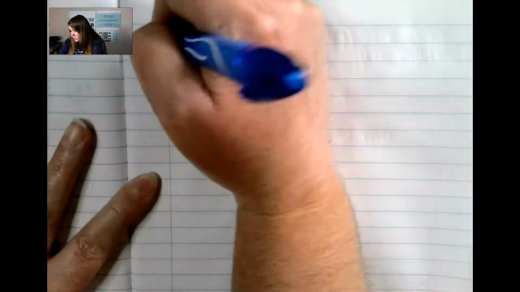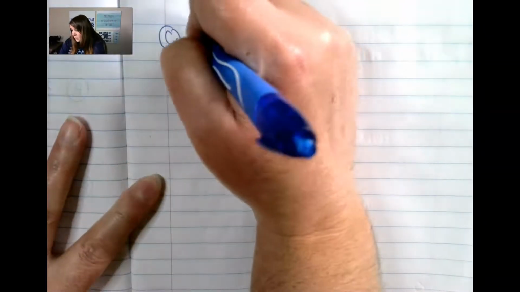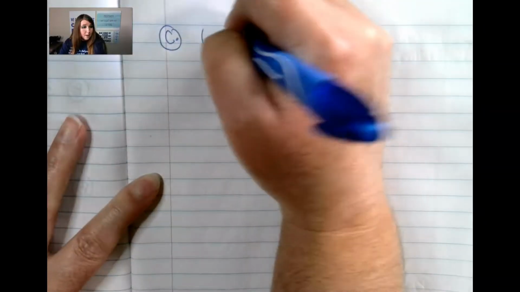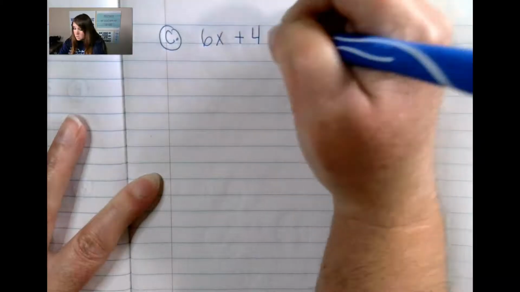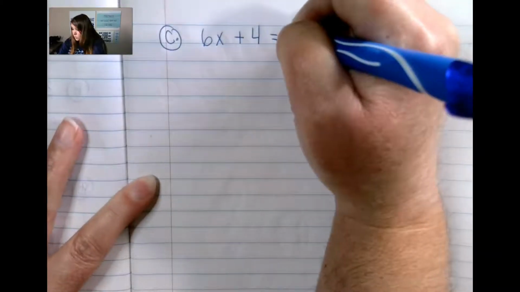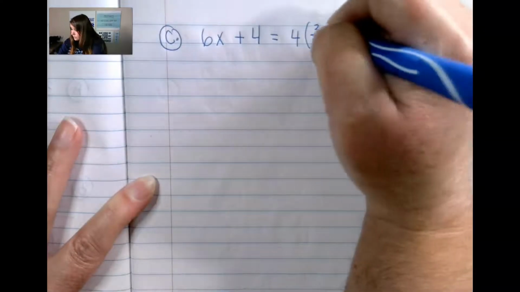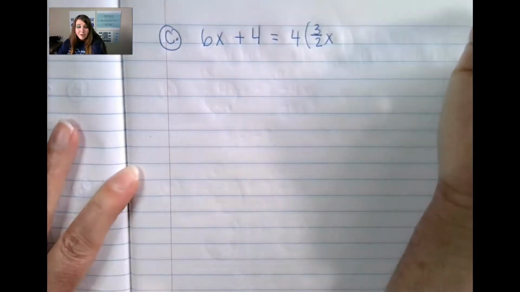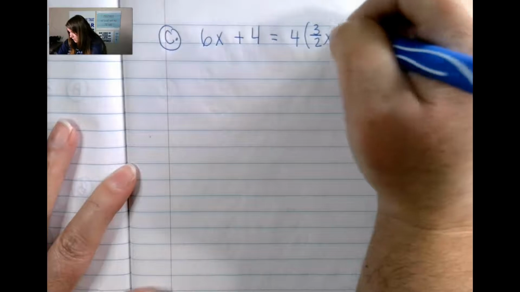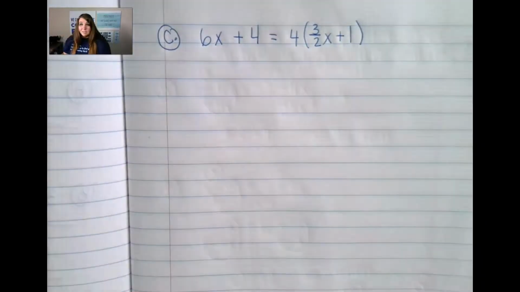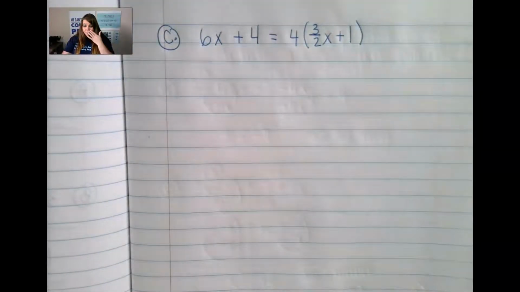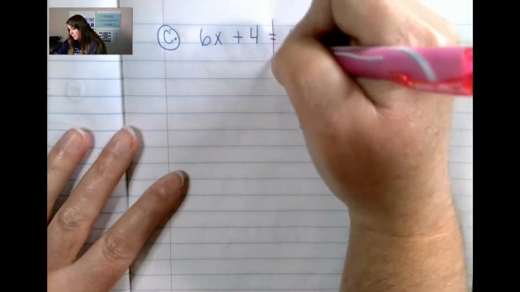So on this next problem that we're looking at, which is example C, it says that we have 6x plus 4, and it is equal to 4 groups of 3 over 2, of course, because why wouldn't we have a fraction? We haven't done one of those in a while, mixed in with distributive property. Okay, so let's go ahead and start solving.